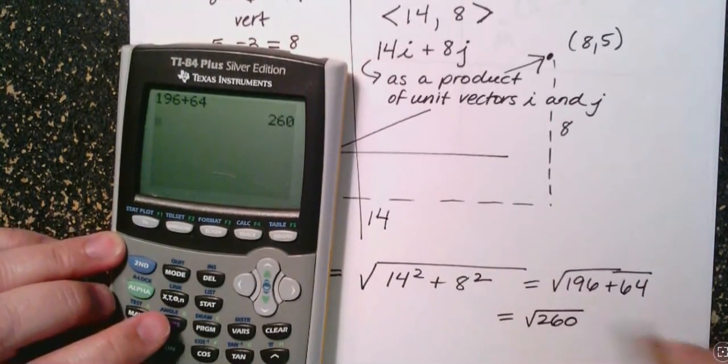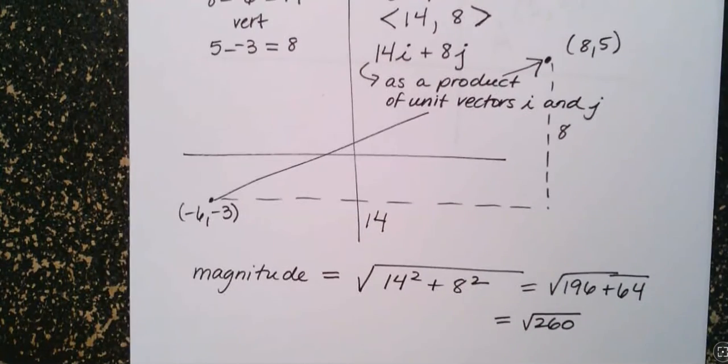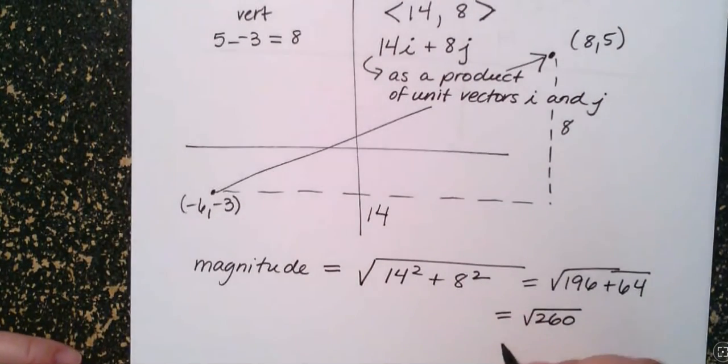I don't know off the top of my head if that simplifies. Let me look at that. I think the biggest thing that goes into there is 4. So that's going to be, excuse me, 2 root 65.